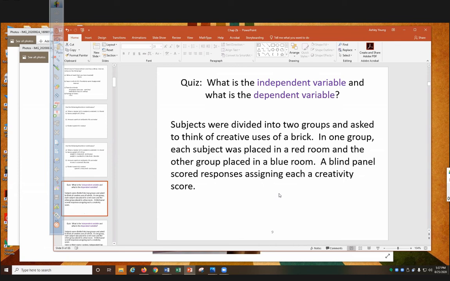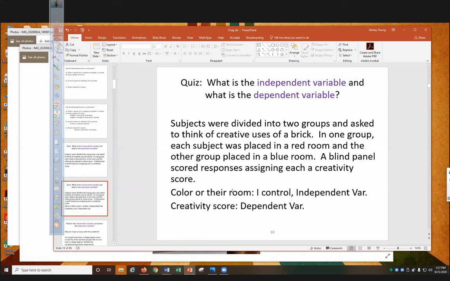Which one do I have control over? What room color they had, what room they were in, or the creativity score? Which one can I directly control? Their room, exactly. So the color of the room I control, that's the independent variable. The creativity score is the dependent variable. Good? Questions? Okay.